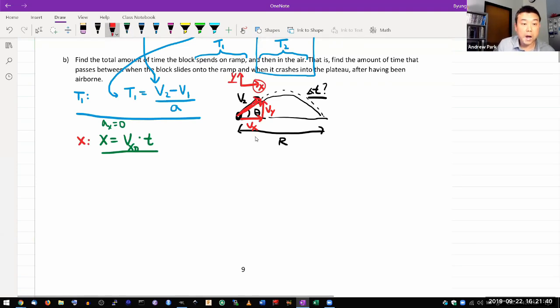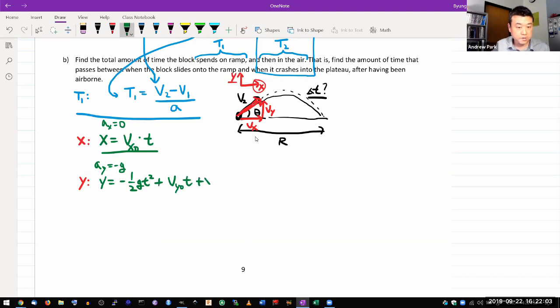You get a very simple expression there. And for the y direction, the kinematics equations become a little bit more interesting. So the height y is equal to minus 1/2 g t squared, because the acceleration in the y direction is minus g, plus the initial y velocity times time, plus the initial y height. And I guess there are a few more you can write down.